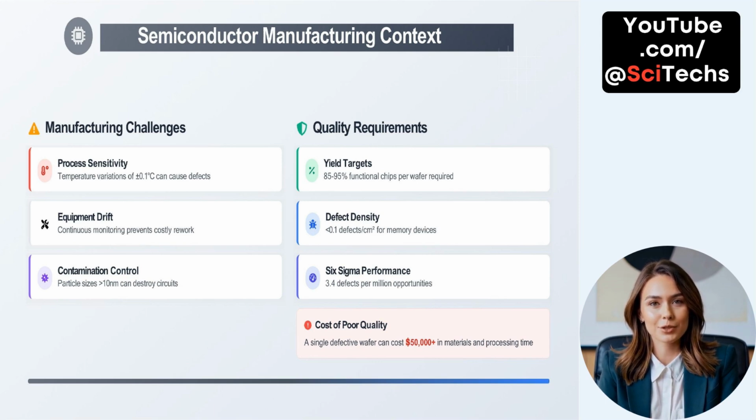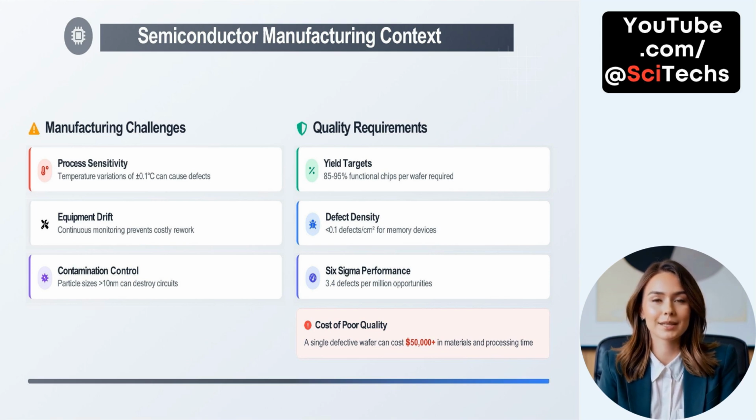Next is equipment drift. Over time, process tools deviate from their optimal set points. Without continuous monitoring and calibration, this drift can lead to costly rework or scrapped wafers. Contamination control is also vital. In this ultra-clean environment, particles larger than 10 nanometers can destroy circuit functionality, especially as feature sizes shrink.